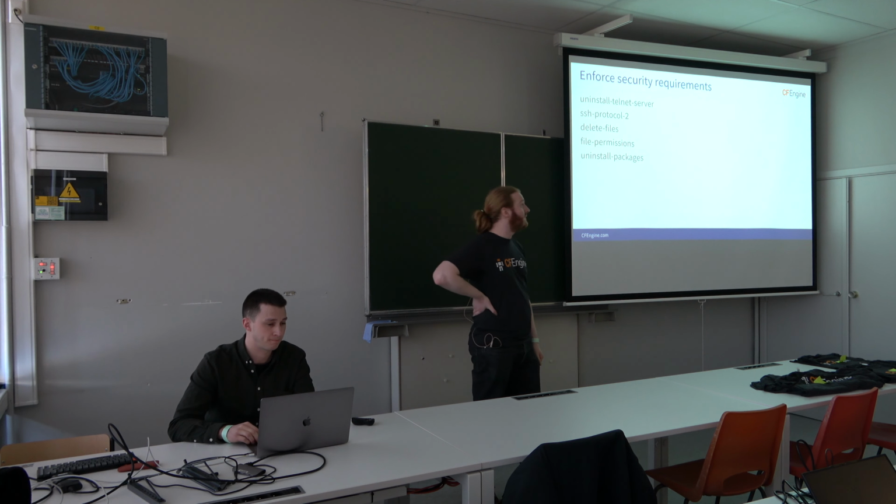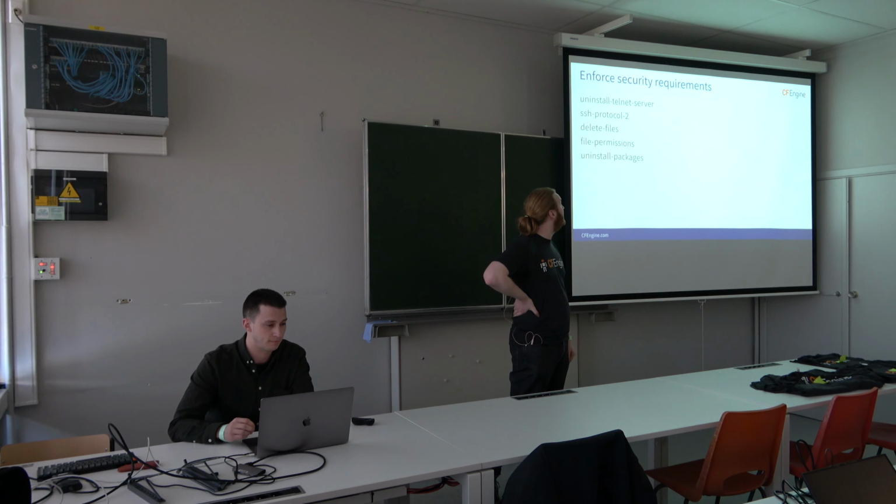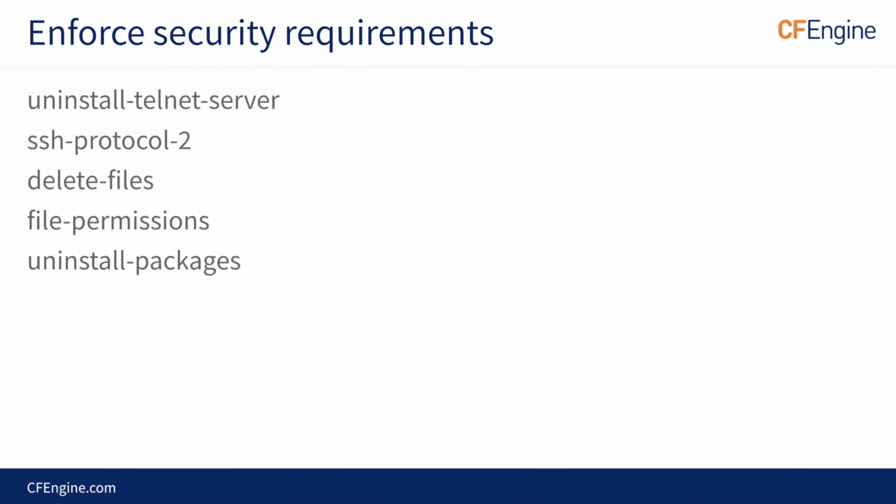Then you can have modules for enforcing security requirements. We have many of those. So you can just search for uninstall telnet server. You find a module that will uninstall telnet everywhere for you. In many of those cases, like the uninstall modules, we support adding exceptions. So you can use the uninstall Apache module, but then specify the one web server where you actually want it, and that will work.